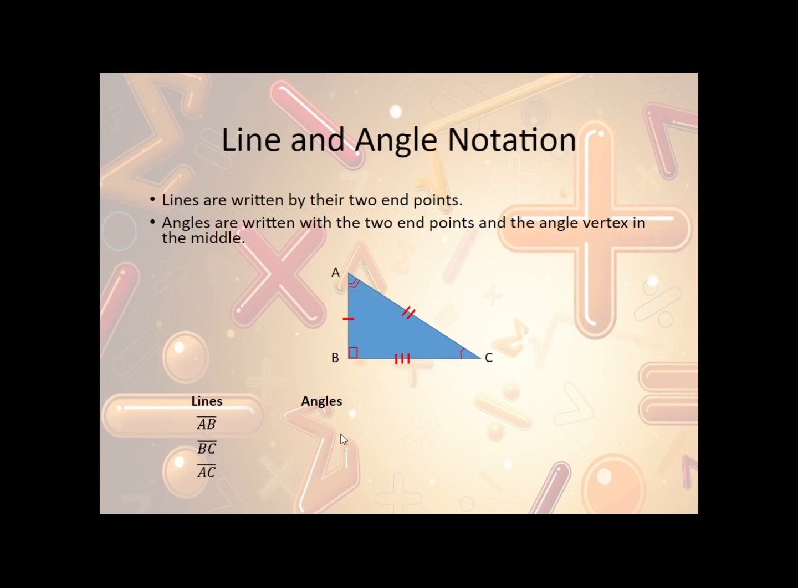Now, angles are given by the two endpoints with the vertex in the middle. So, for instance, if I want this angle right here, that is ABC or CBA. Either way, but I have B in the middle. Then if I want to do the next one, I could have ACB. That represents this angle here. And then BAC represents this angle right here. So these are ways we can label the parts of a triangle.